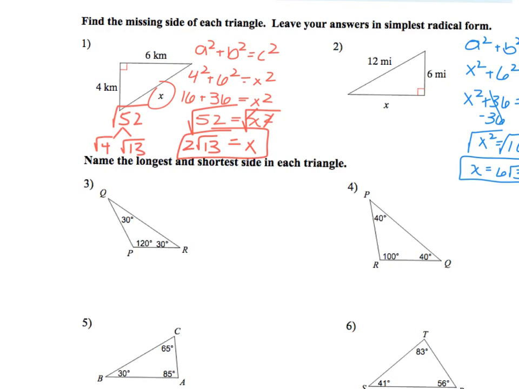So in number 3, it says that we're given the angles, name the longest and the shortest side of each triangle. This is done simply by stating what side is across from which angle. So for instance, let's take this 120, that's definitely the biggest angle, which makes QR the side across from 120, the largest side.